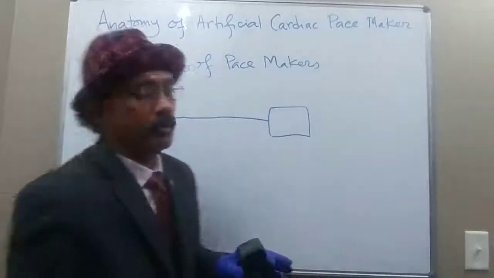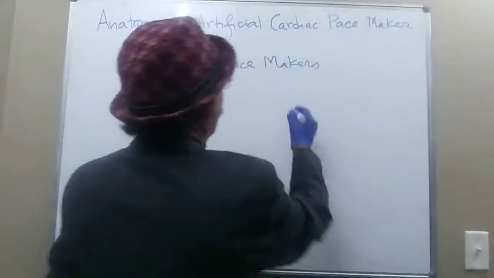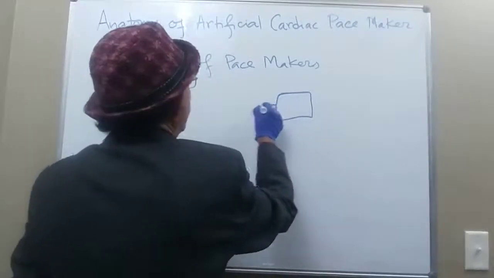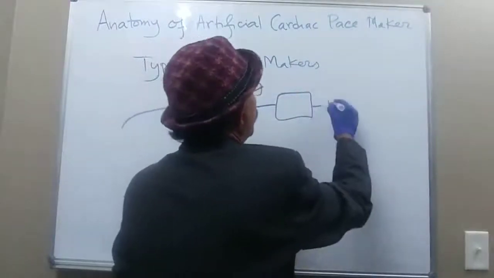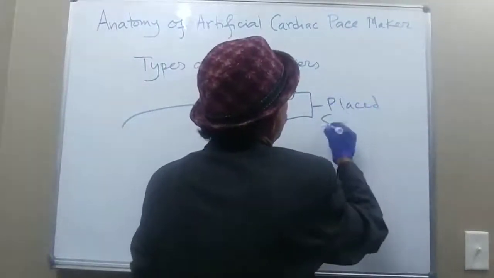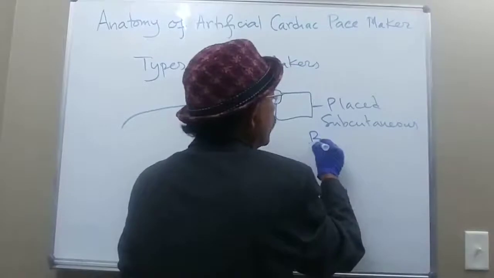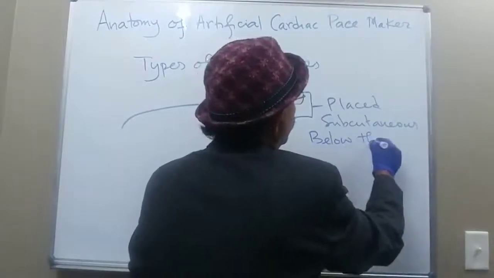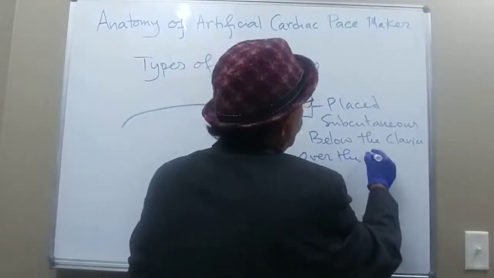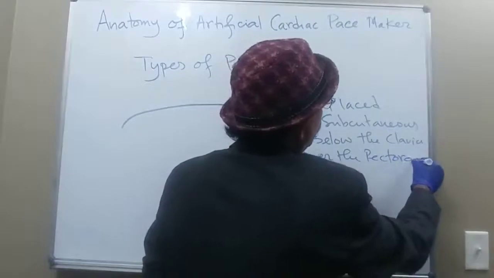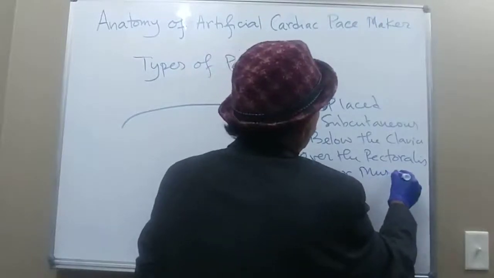So how is the pacemaker introduced in our body? This battery is usually placed subcutaneously, below the clavicle, over the pectoralis major muscle.